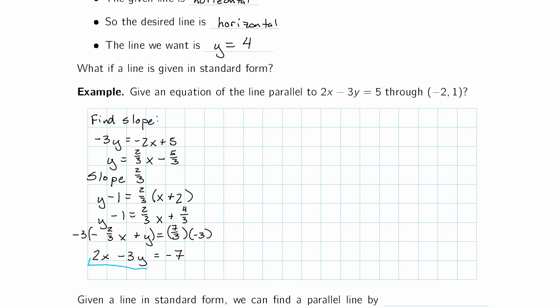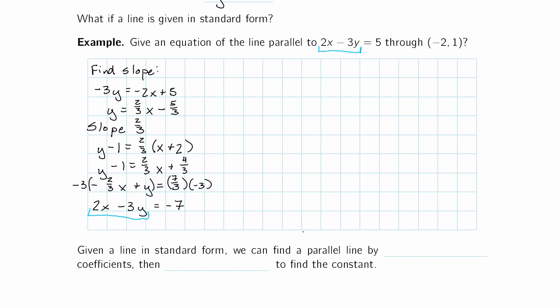We have 2x minus 3y. We started with 2x minus 3y. It turns out it's pretty easy to see that that's always going to happen. If we have a line in standard form and we want a parallel line, we keep the same coefficients.